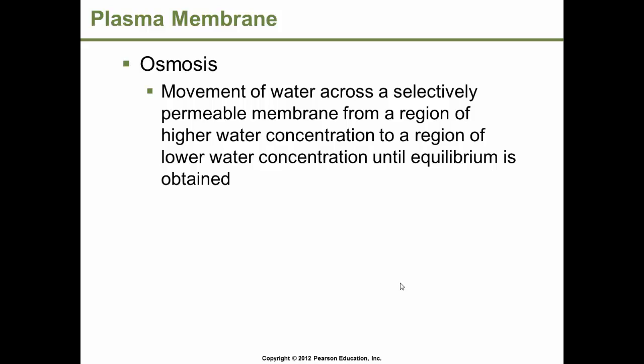Osmosis is the movement of water across a selectively permeable membrane, across a phospholipid membrane, from a region of higher water concentration to a region of lower water concentration until equilibrium is reached. Osmosis and diffusion are basically the same process, except osmosis deals with water. It does not require energy. So it's the movement of water in osmosis.